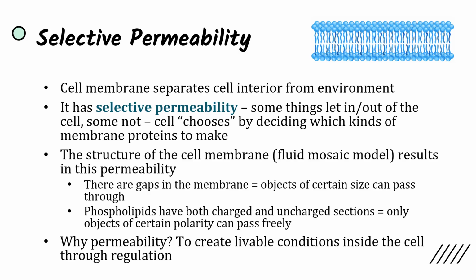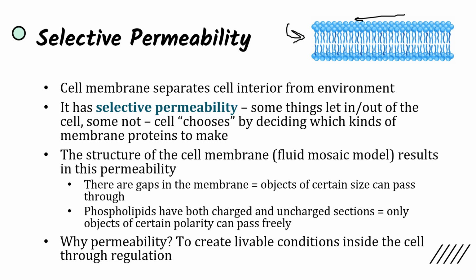And it's also a semi-permeable membrane. Some things are going to go through even if there aren't any proteins, and some things will not go through. So this is a result of the structure of the cell membrane, of our fluid mosaic model. We're going to have gaps in the membrane, meaning objects of certain sizes can pass through. Because of course, our phospholipid bilayer, our fluid mosaic model, is always flowing.